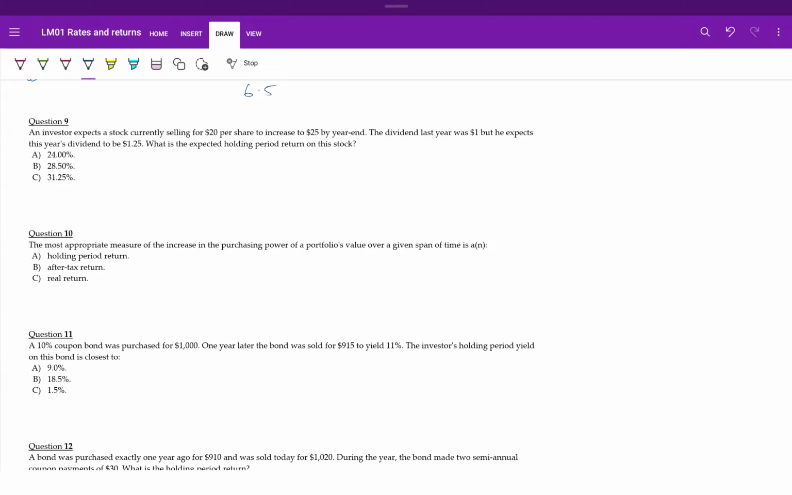Question number 9 is: an investor expects a stock currently selling for $20 per share to increase to $25 at the end of the year. The dividend last year was $1, but he expects that the dividend would be $1.25 this year. What is the expected holding period return on the stock? So expected holding period return. Previously, this $1 will not be of any use to us. They are talking about the expected holding period return.